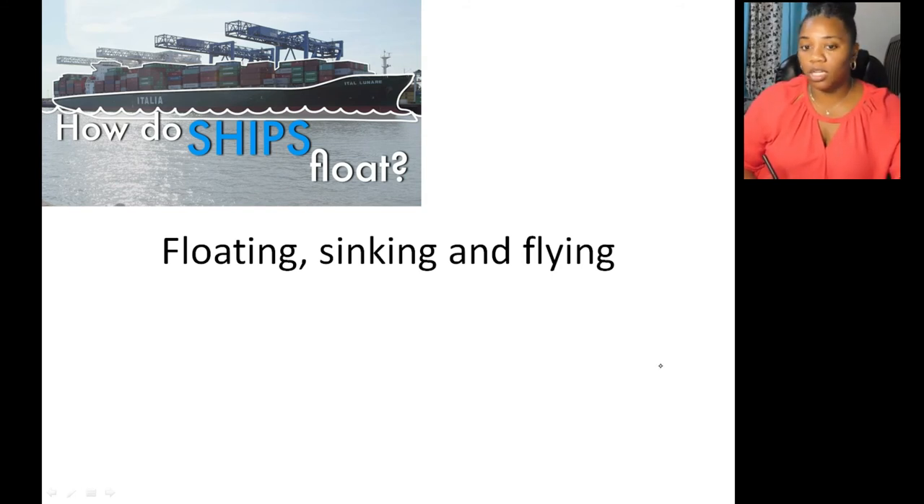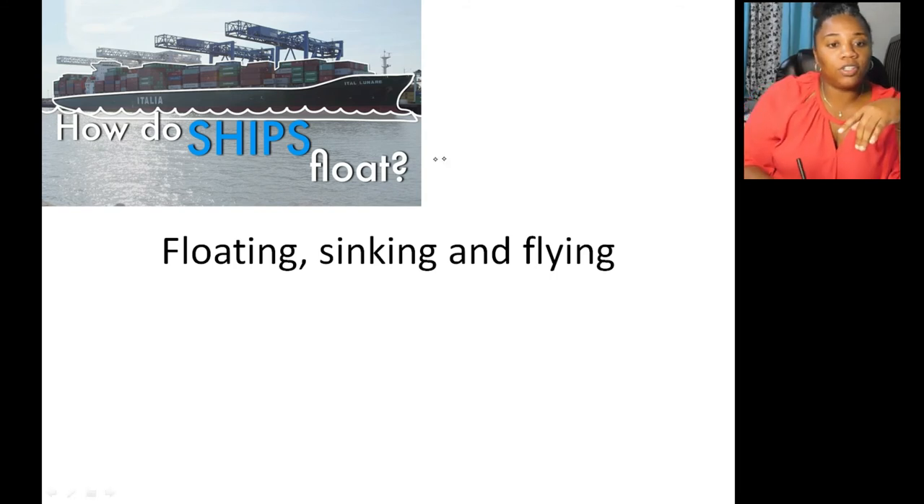So floating, sinking, and flying. Why do things sink? Why do things float? Things sink because they are heavier than the liquid or fluid they're in, right? But sometimes it deals with the orientation of whatever you're dealing with. For instance, ships are really big. But because of how they are built, they could float on seawater. They have a lot of air in the hull, which makes it lighter than the water, less dense, and it can float on the water because of its orientation.